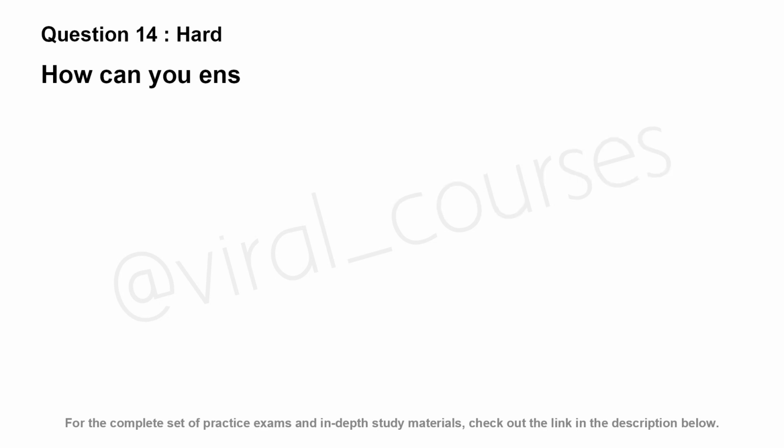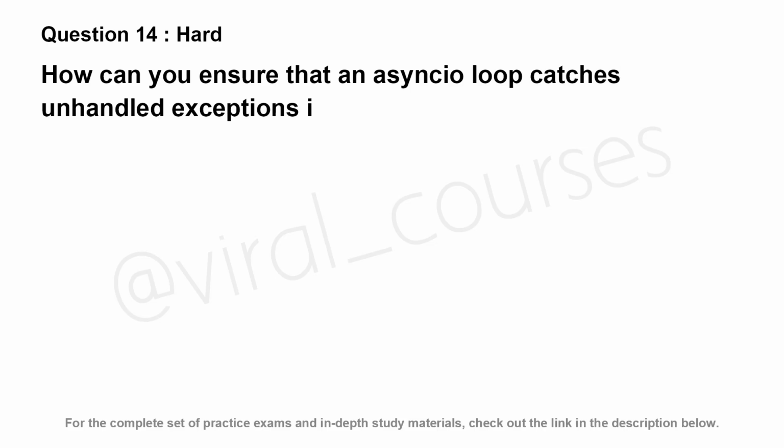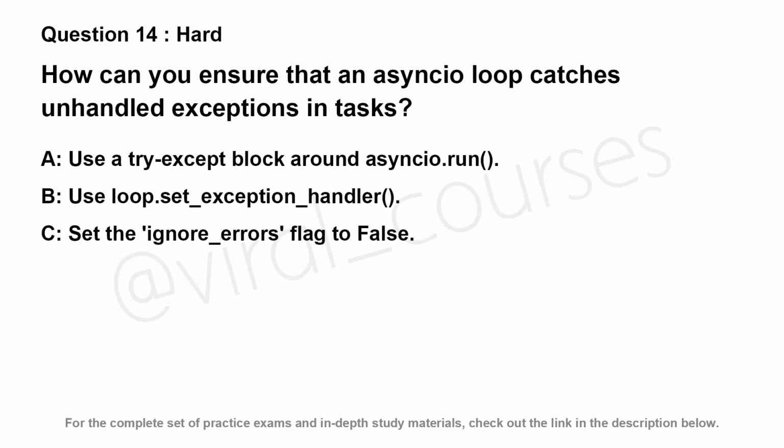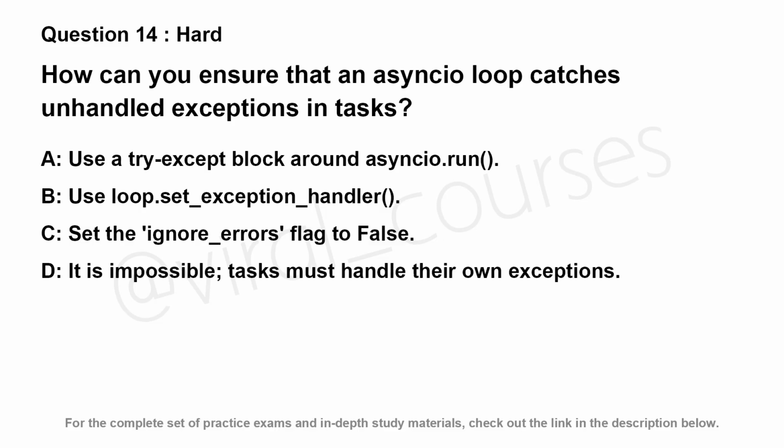How can you ensure that an asyncio loop catches unhandled exceptions in tasks? Option A. Use a try-except block around asyncio.run. Option B. Use loop.set_exception_handler. Option C. Set the ignore_errors flag to false. Option D. It is impossible. Tasks must handle their own exceptions.